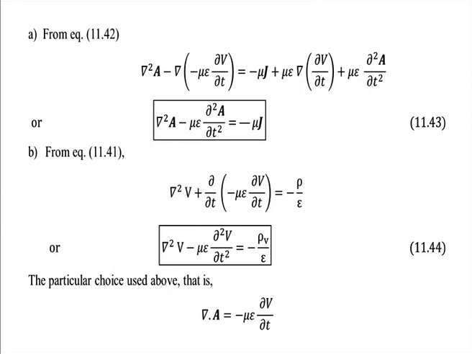Similarly, from equation 11.41, we get Laplacian of V minus mu epsilon del 2V by del t square is equal to minus rho V by epsilon. The particular choice, that is, del dot A is equal to minus mu into epsilon del V by del t, is known as the Lorentz condition for potential, and it should be noted that it is not arbitrary.